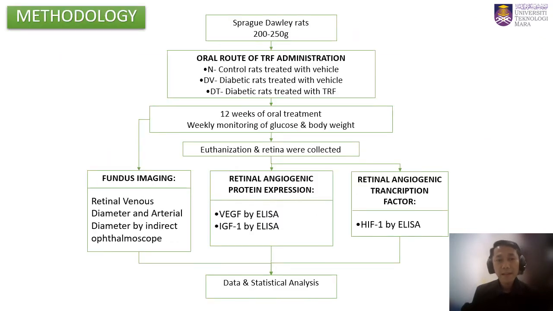In this study, the objective is to evaluate the retinal venous and arterial diameter by indirect ophthalmoscope, the retinal angiogenesis markers VEGF and IGF-1 by using ELISA, and last but not least, HIF-1 alpha by using a similar method.